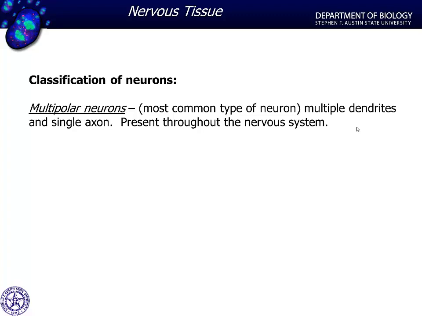Now, the most common type of neuron is going to be the multipolar neuron. These are essentially the alpha motor neurons and the gamma motor neurons that we see. Typically the cell body has a number of dendrites and a long single axon extending away.